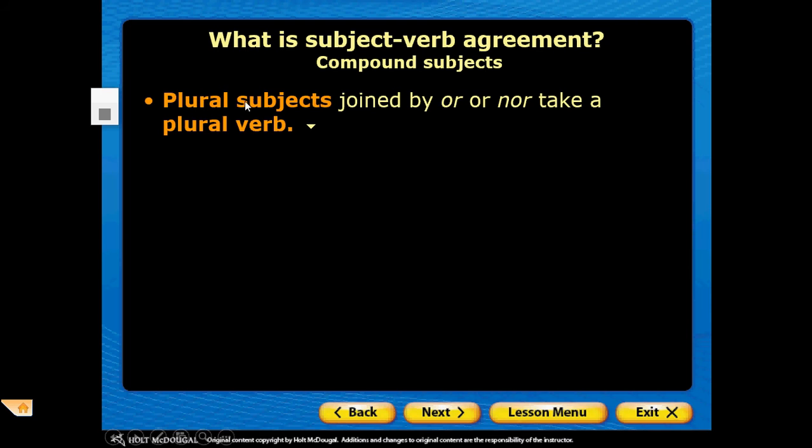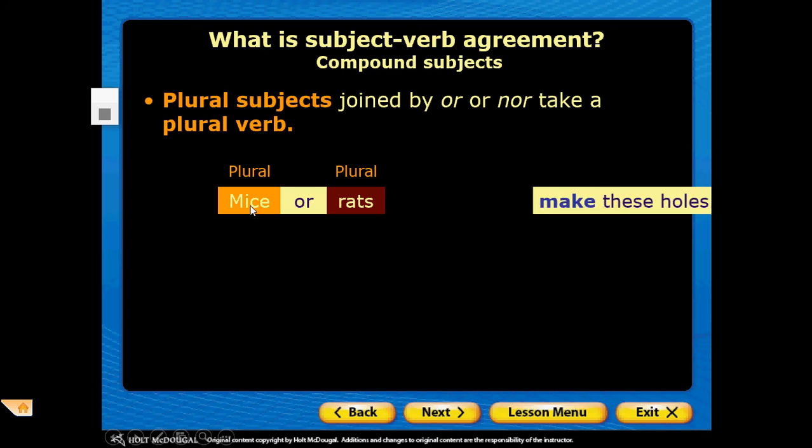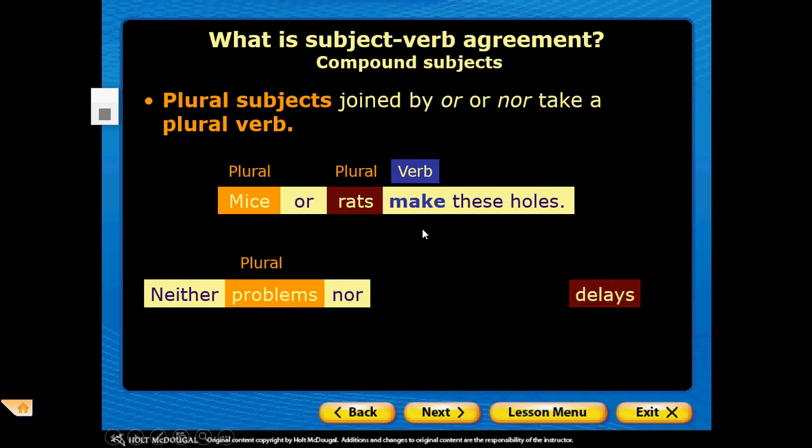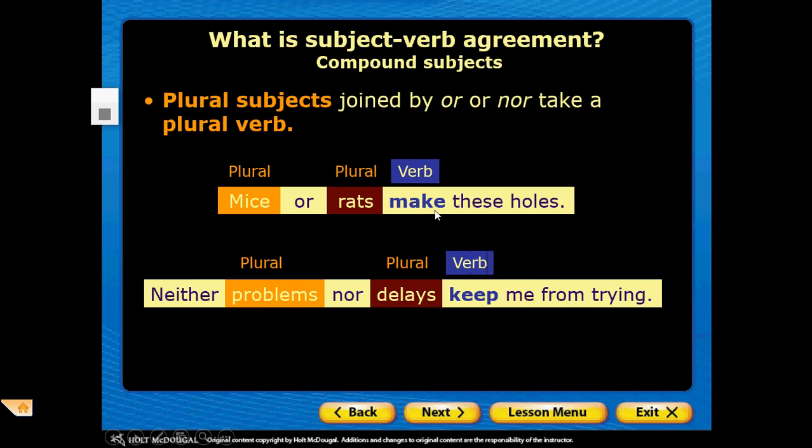So plural subjects joined by or or nor take a plural verb. If they are both plural, in both cases they are still plural. For example, if I'm talking about mice, more than one mouse, remember boys, mice is the plural form of mouse. One mouse, two mice. So mice or rats. If I deleted one of them, it's still plural. Therefore, we drop the S and make it a plural verb. We drop the S if it is a plural verb, of course.